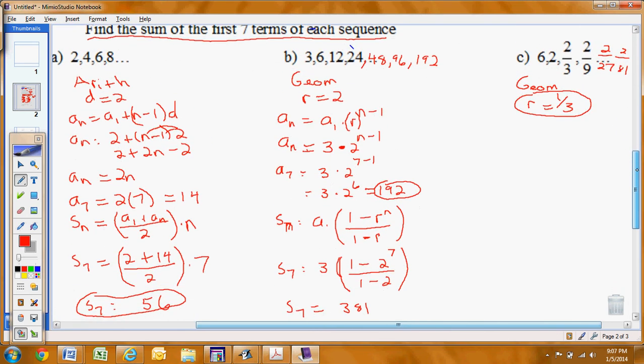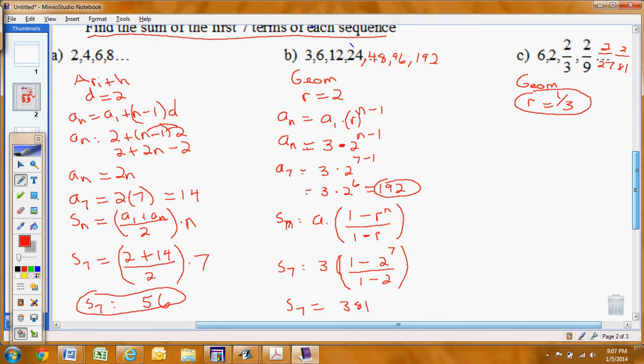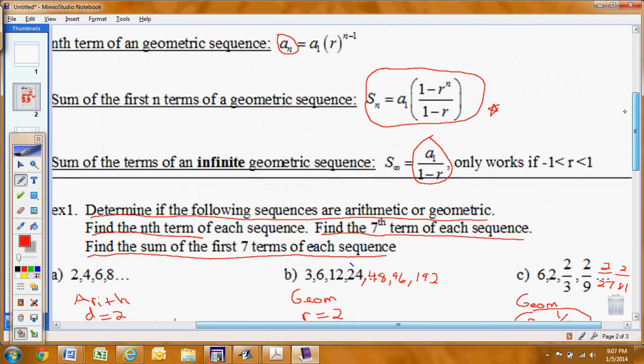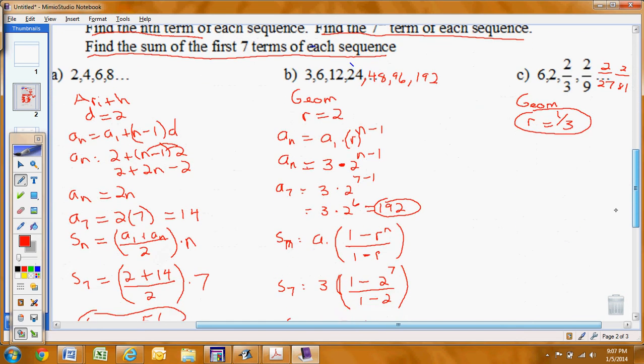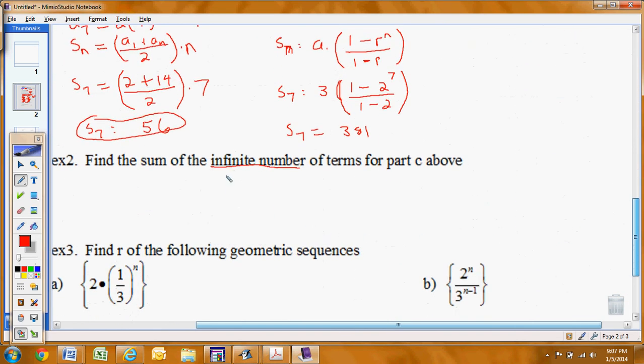So this does have a sum that it's approaching. And that's a little more calculus and limits, but the formula for the infinite sum is right here. So that's what we have to have memorized for the test. It's a1 over 1 minus r. So if we do that one down here, the sum of the infinite number of terms is a1.